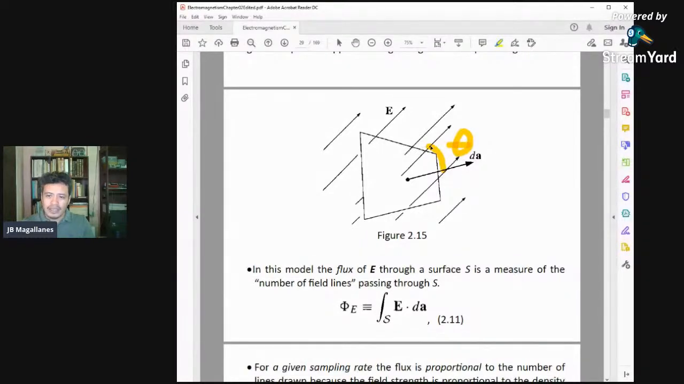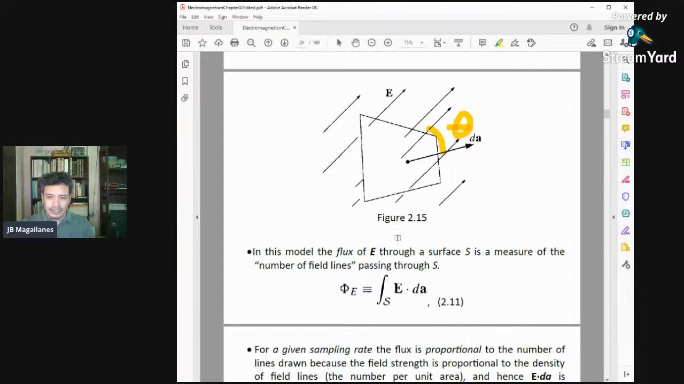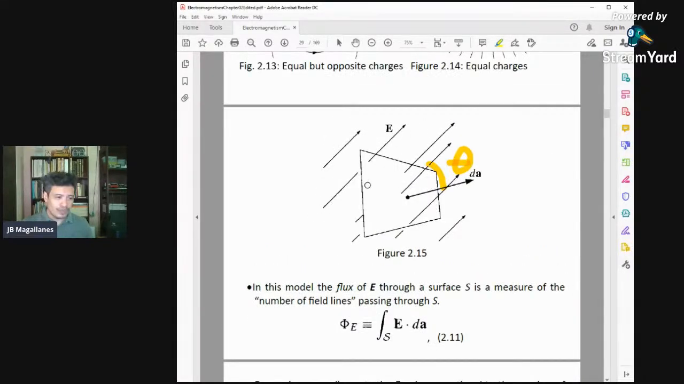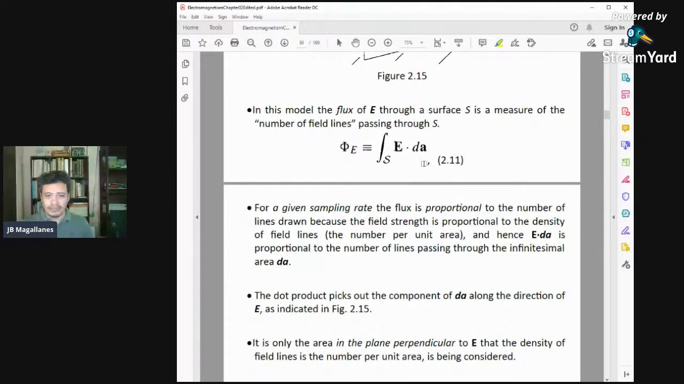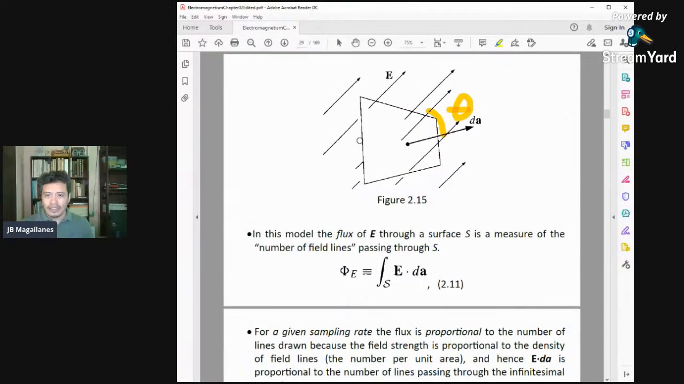It's theta here. So the dot here means cosine theta. It's not all the time that the electric field is in the same direction as the dA, or the patch of area that you are looking at, or imagining in a region.